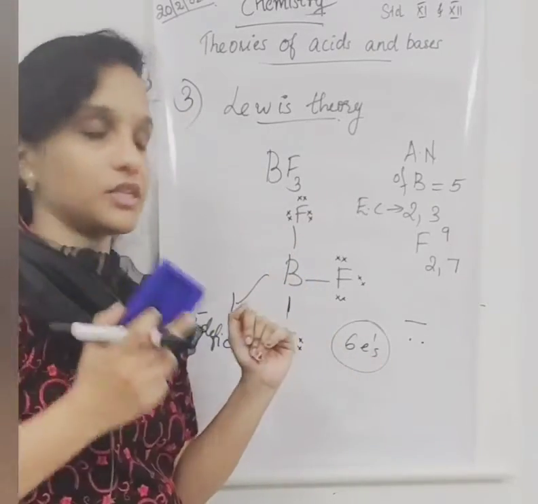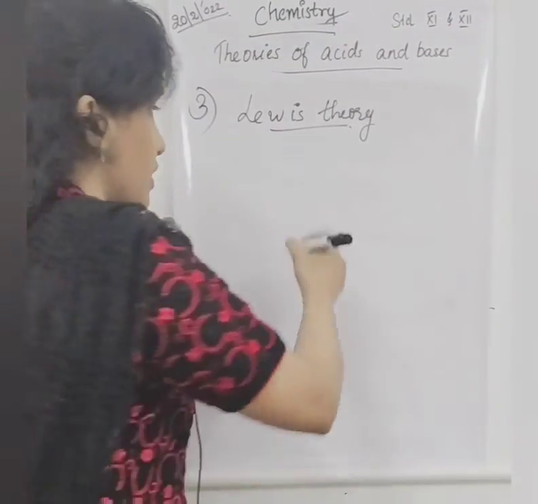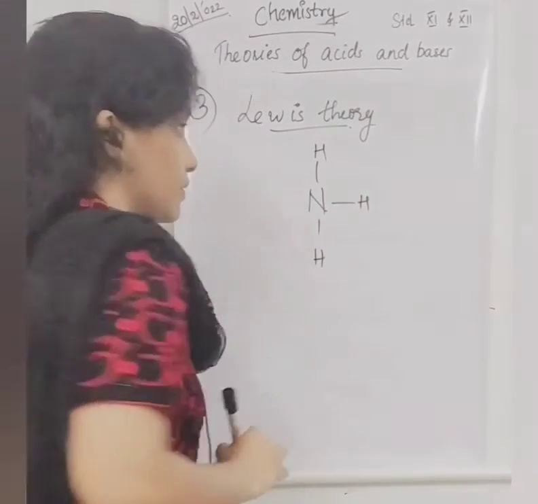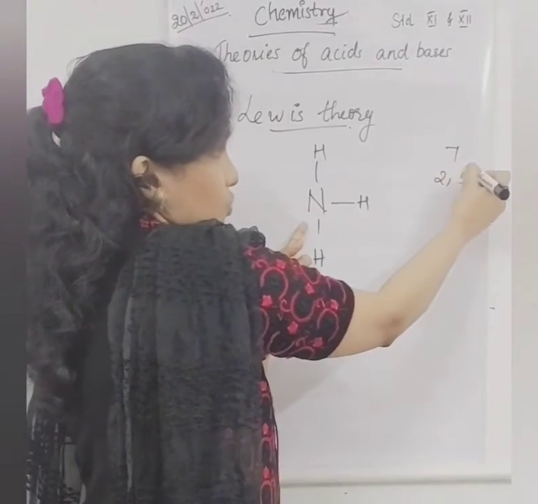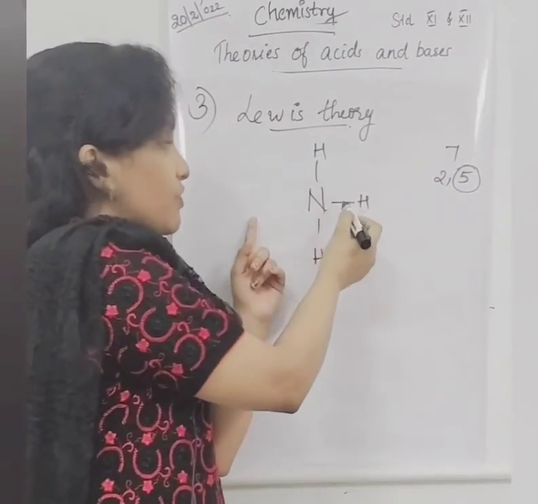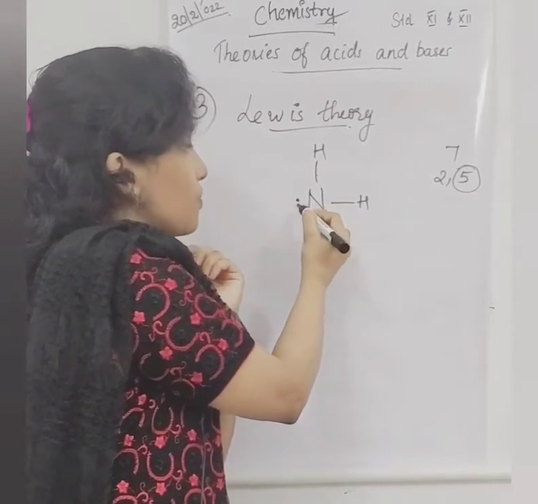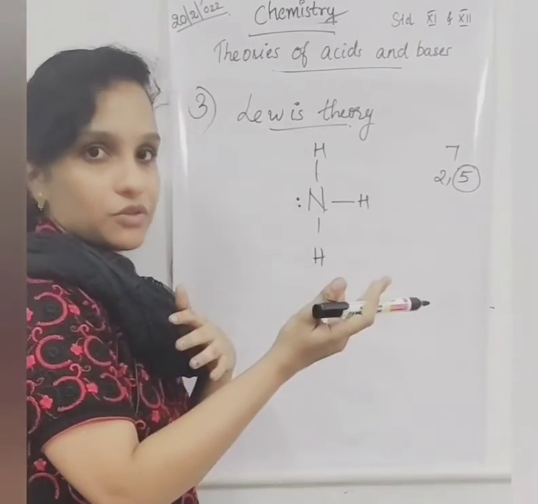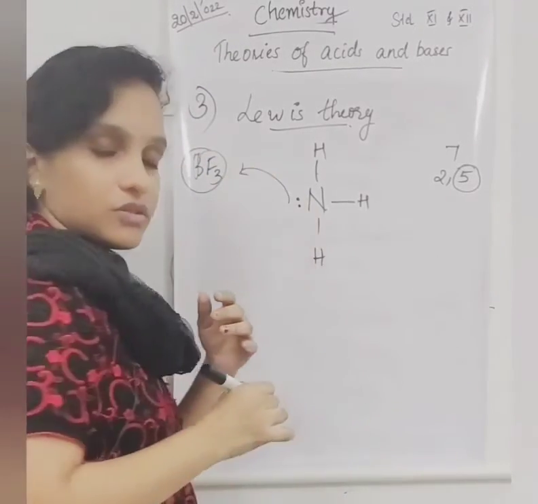Who will give? There is one molecule, that is the ammonia molecule. See, ammonia is NH3. We know the atomic number of nitrogen is 7, so electronic configuration is 2, 5. So 5 means it needs 3 more electrons. It is satisfied by hydrogen atoms. It has a lone pair of electrons, right? So ammonia can give these 2 electrons to the BF3 molecule.